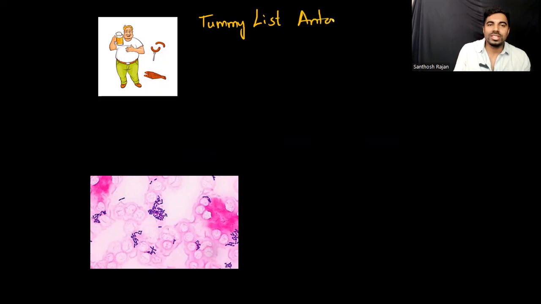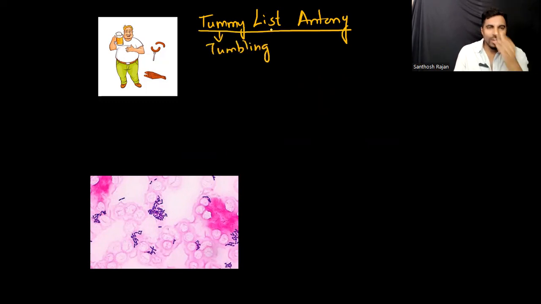Tummy List Anthony. I remember him as Tummy List Anthony. Why? Tummy, because of tumbling motility. Tummy List is just Listeria. Some people have this name, Tumbler, Tumlist, and all. So I remember Tummy List.